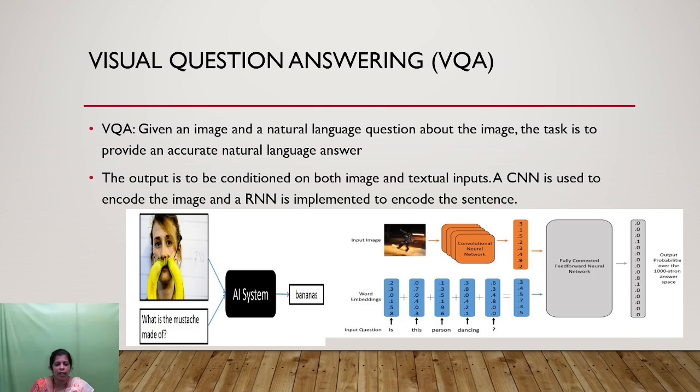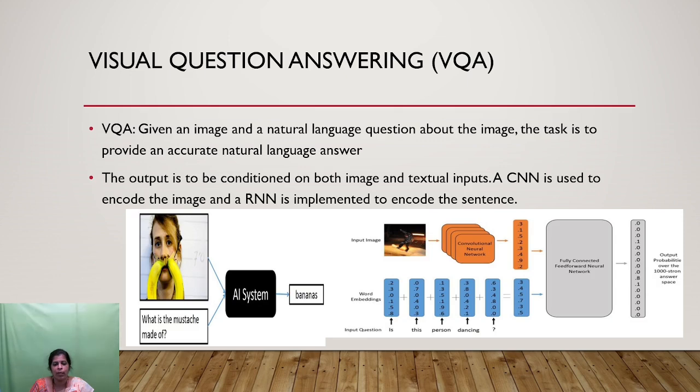So here you look at this funny diagram. What's the statue made of? We all know it's not made of ham, it's made of bananas. Given an image and a question, the task is to provide an accurate natural language answer.